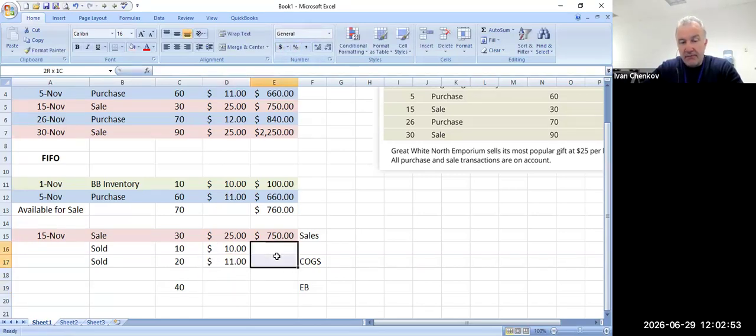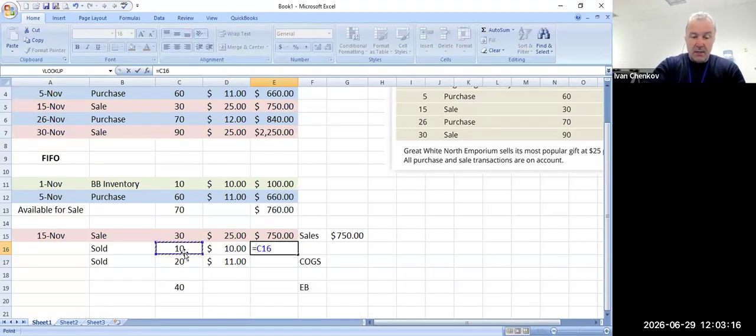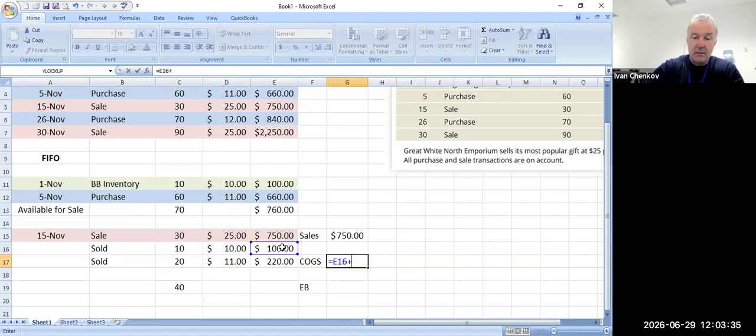So now, once I know that information, I can calculate how much is cost of goods sold. So my sales are $750. Now my cost of goods sold will be those two together. 10 times 10, that will be $100. And the next that I'm selling, another 20 items times $11. That's 220. So my cost of goods sold of this particular event is this one plus 220. My cost of goods sold 320.